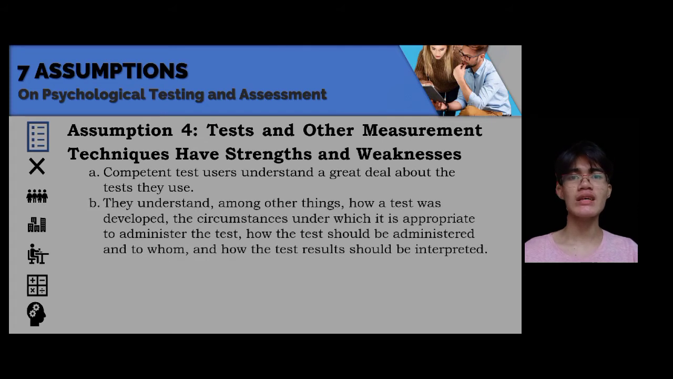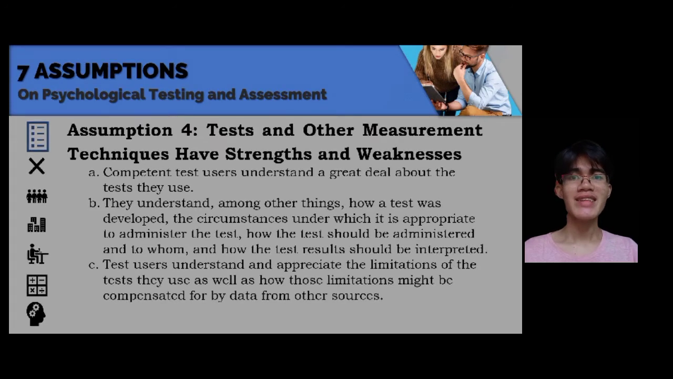Tests and other measurement techniques have strengths and weaknesses. Right now and maybe in the coming years, the development of a perfect test might not come. However, as of now, every test has its own weaknesses and strengths, and it is under the test user's discretion how they will utilize it. Test users know and understand the test they would use, its purpose, its process of administration, to whom it should be administered, and more importantly, how they will interpret the results. Of course, as they know well about the test they are using, they also understand that each has its own limitation that they can compensate for using other sources of data if it is lacking.